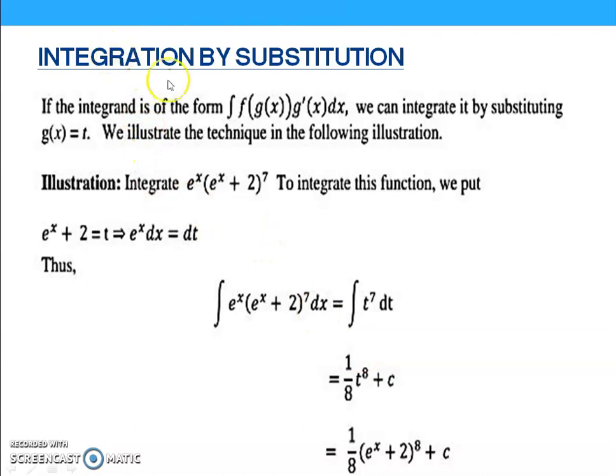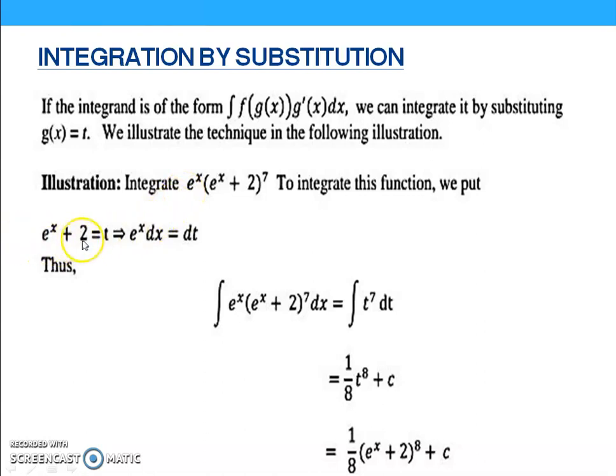Next is integration by substitution. That is, if the integrand is of the form integral of f of g of x into g dash of x, which is the derivative of the function g of x, then we can integrate it by substituting g of x equal to t. See, here we are given this function and I can integrate it using substitution, since I know the result that derivative of e raised to power x plus 2 is equal to e raised to power x.